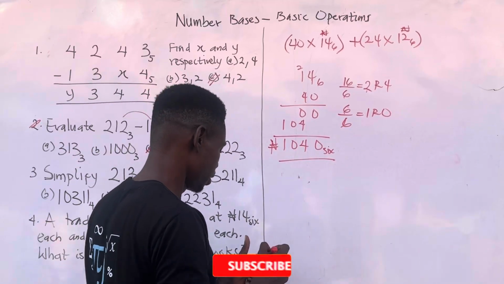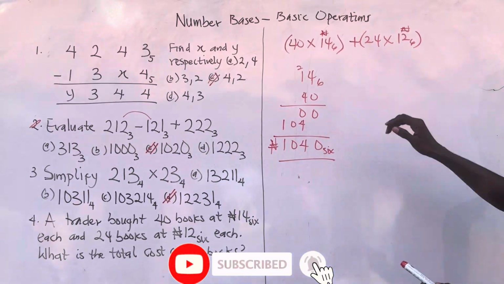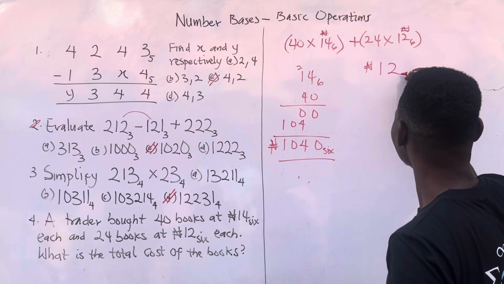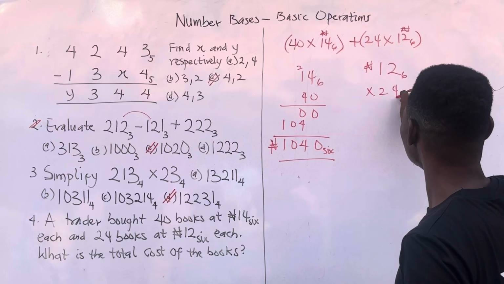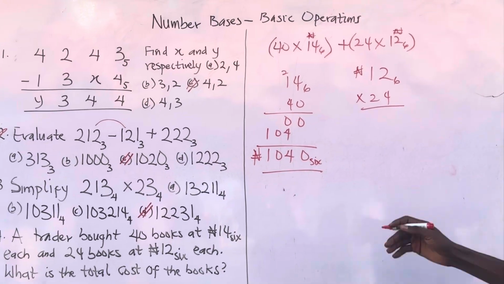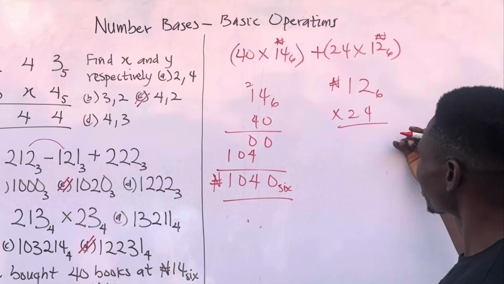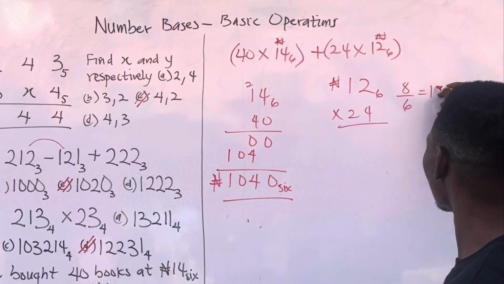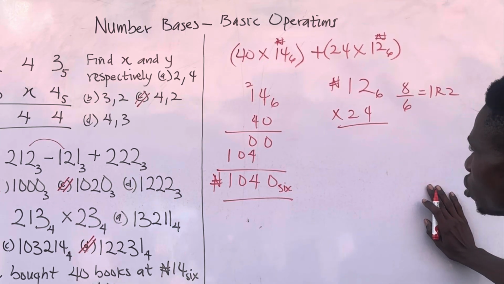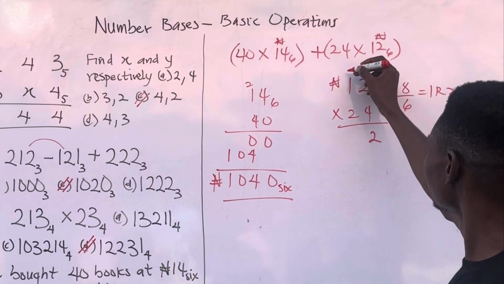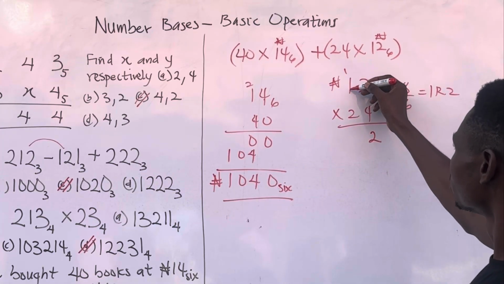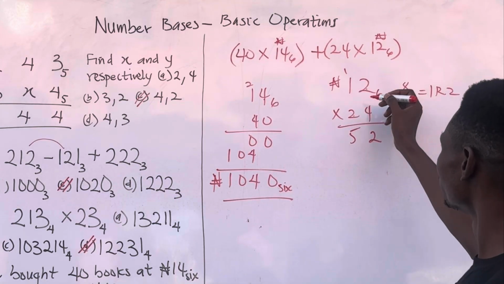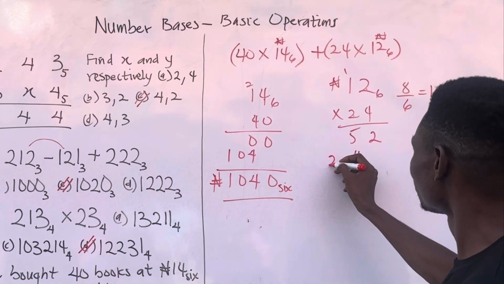Now let's do the second part. For this second part, we have 12 naira or whatever currency it is in base 6 multiplied by 24. 4 multiplied by 2 is 8, and 8 is not a base 6 number, so we cannot write 8. So we'll divide that 8 by 6 first. So we'll have 1 remainder 2. So we write down 2 and carry 1. 4 multiplied by 1 is 4 plus that 1, 5. So 5 goes. 2 multiplied by 2 is 4, and 2 multiplied by 1 is 2.